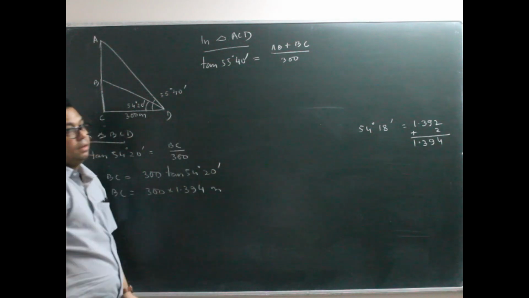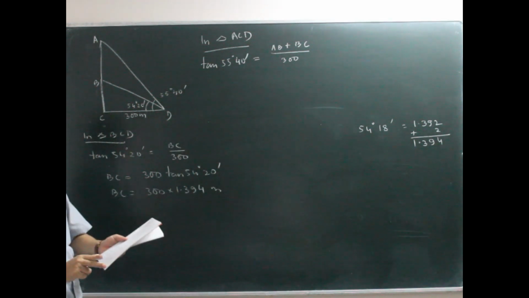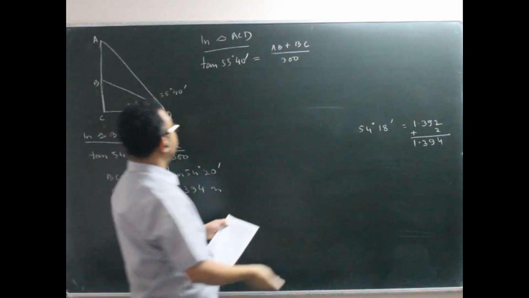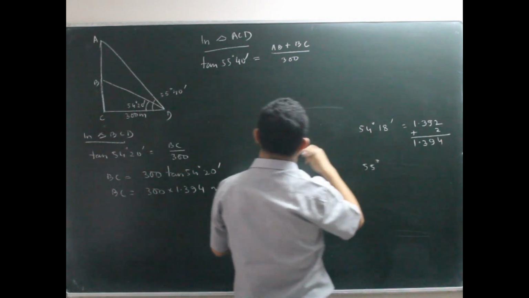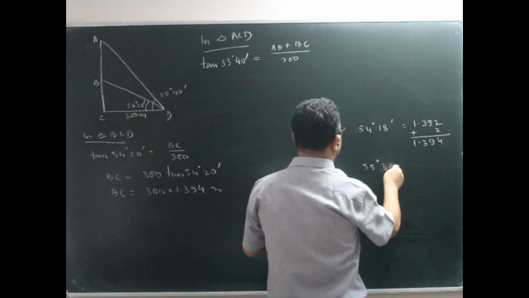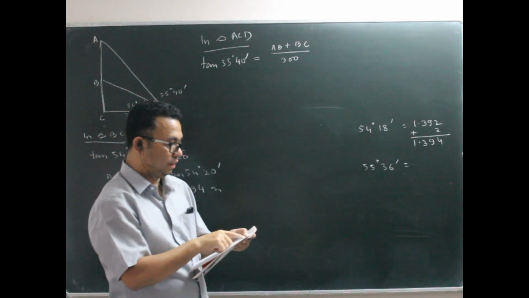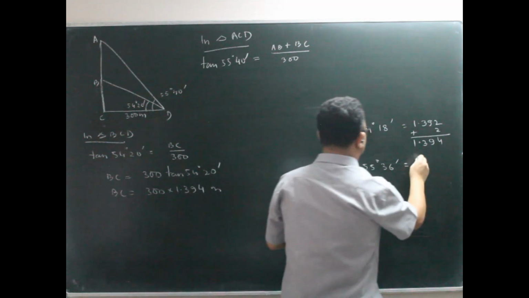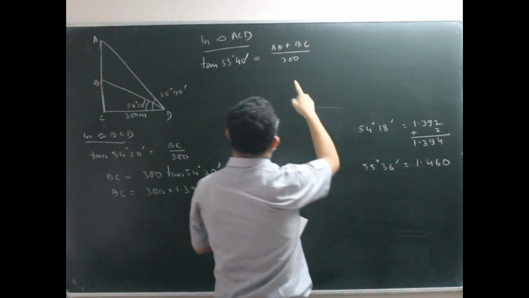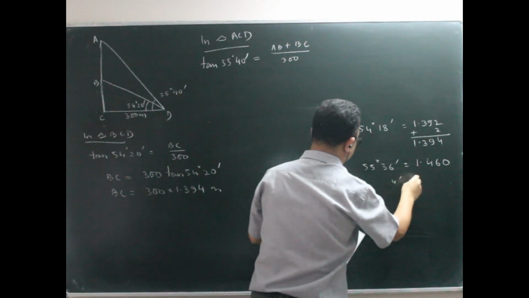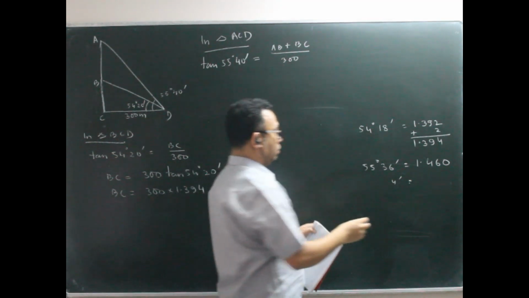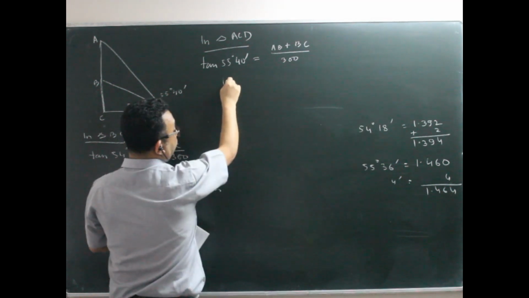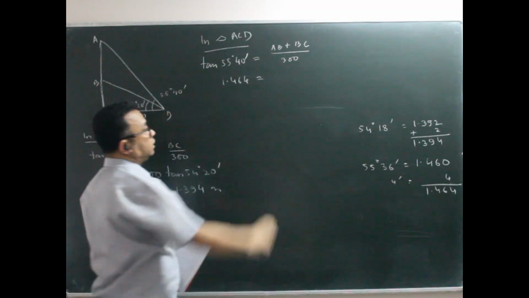Okay, now again I'll have to write down the value of 55 degree and 40 minute. Since 40 is not a multiple of 6, it is 36 minute. So let me search 55 degree and 36 minute. 55 degree and 36 minute is 1.460. Now still 4 minute, so 4 minute is equal to 4. That 4 is what I have to add. So it is 1.464, and that is equal to AB.